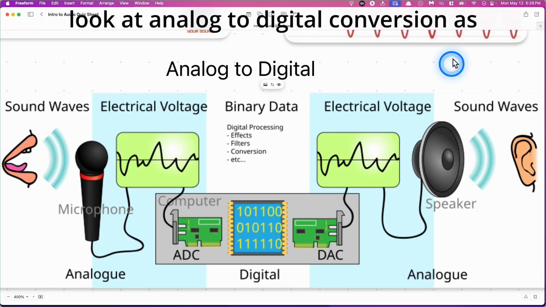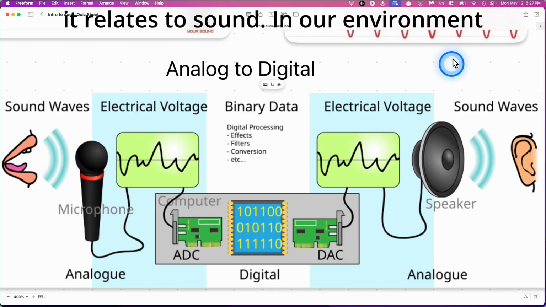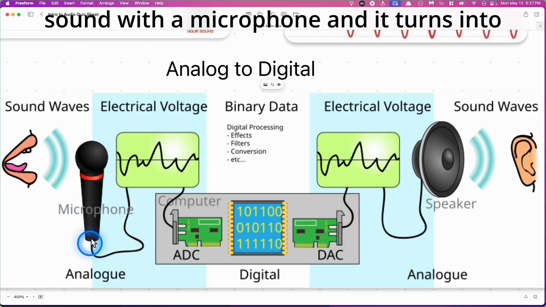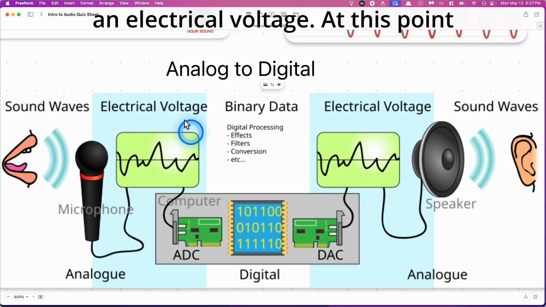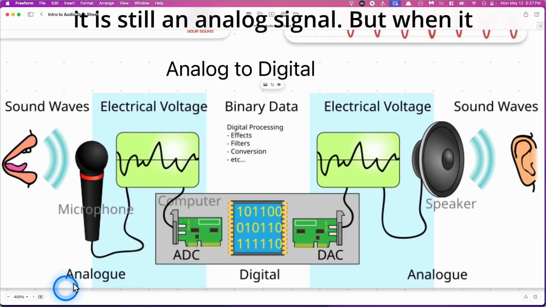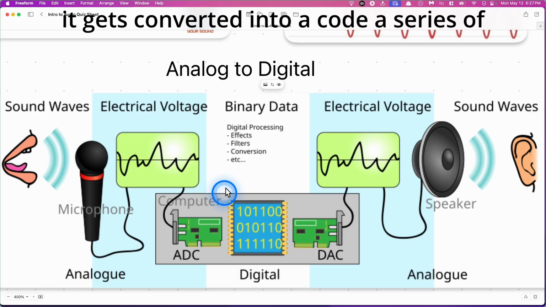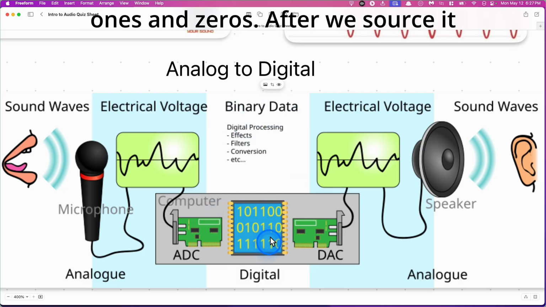Now let's take a look at analog to digital conversion as it relates to sound. In our environment, sound is waves, and we do capture that sound with a microphone, and it turns into an electrical voltage. At this point, it is still an analog signal. But when it goes into a computer, like any other data, it gets converted into a code, a series of ones and zeros.